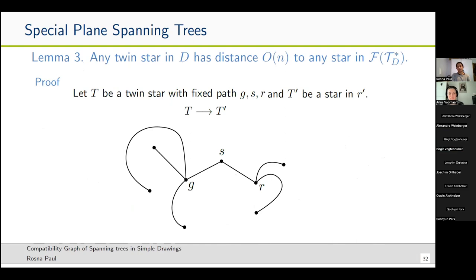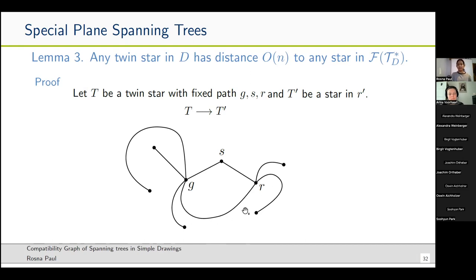And so this is a twin star, and I wanted to transfer this twin star to a star. For that, I take the edge between G and R. So our path was like G, S, R. So I connect G and R. So the first question is, is it possible to add this edge?